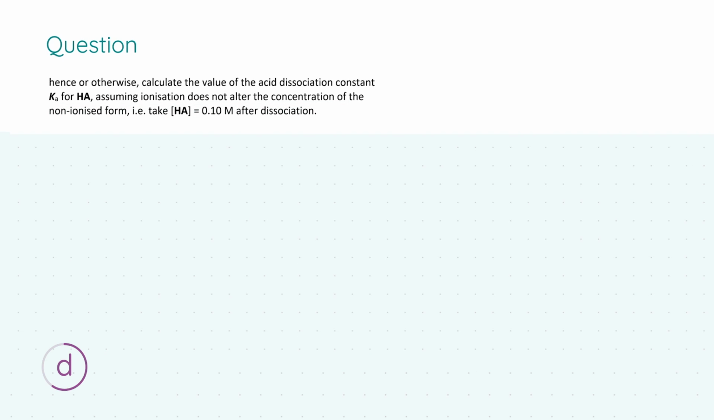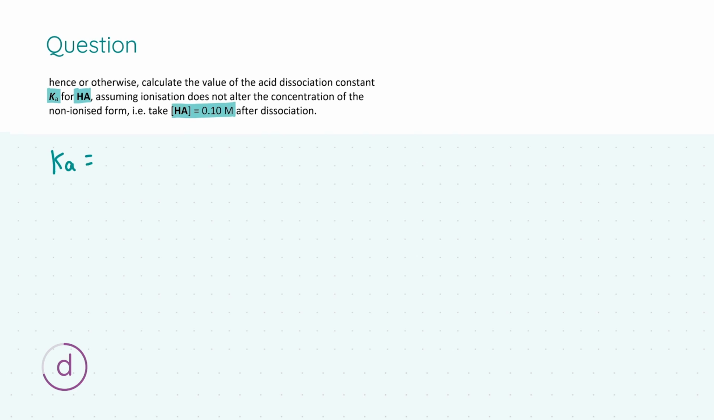Okay, so in this question we are told, hence or otherwise, calculate the value of the acid dissociation constant, Ka, for HA, assuming ionization does not alter the concentration of the non-ionized form, i.e. take HA is equal to 0.1 molar after dissociation. Okay, this is another formula that I personally did learn off for the Leaving Cert. When you're finding the acid dissociation constant Ka, I use this formula, okay?